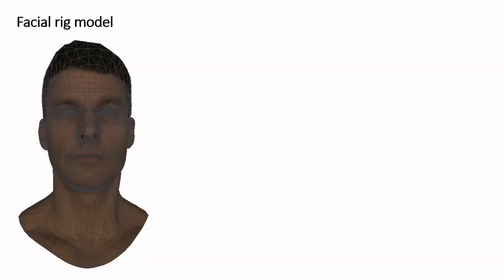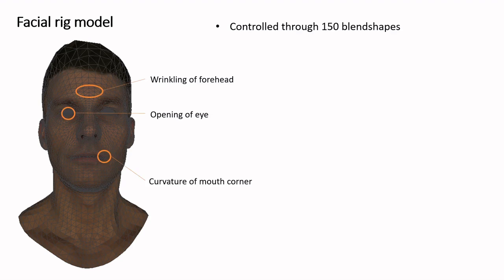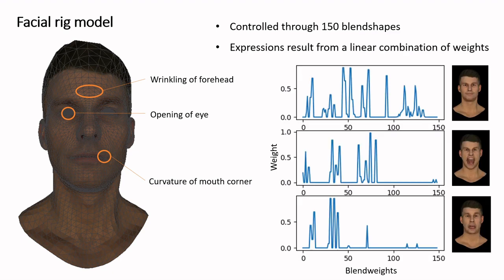In order to do this, we use 3D facial stimuli controlled through 150 parameters called blend shapes, which essentially control sets of features such as the opening of the eyes or the curling of the edges of the mouth and so forth. We can generate expressions through a linear combination of weights along these 150 blend shapes. In essence, a specific set of blend shapes, set with specific weights, will result in a unique facial expression.